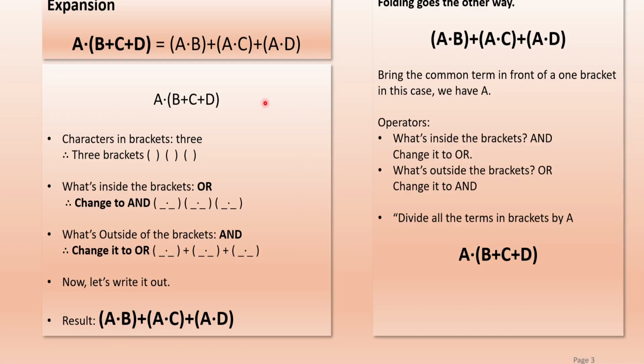Now, if we want to fold it the other way, we have this expression here. We're going to fold it back into this form. So let's find common terms. Well, we know we do, but let's pretend we're finding them. So in this case, we have A. All the bracket expressions have a common A, so we can take it out of them.